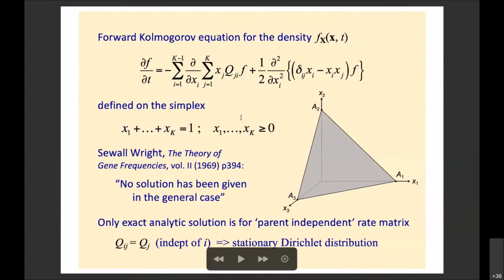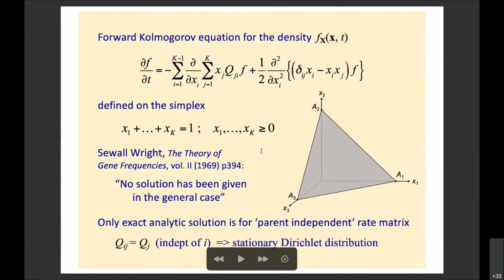So here's the equation we have to solve. Don't worry too much about the details. We have to solve a nasty partial differential equation. It's a function of both time, t, down the bottom, and it's also a function of 3 of the 4 x's. The 4th one is determined by the first 3, so we really don't need to solve for all 4 of them.